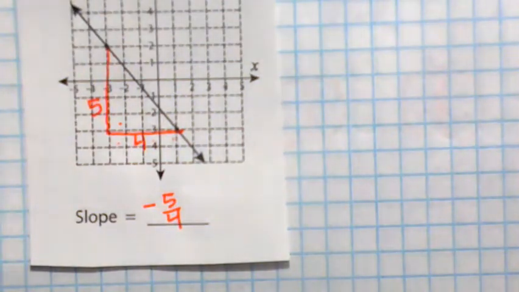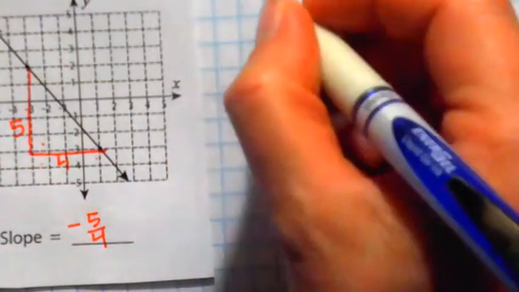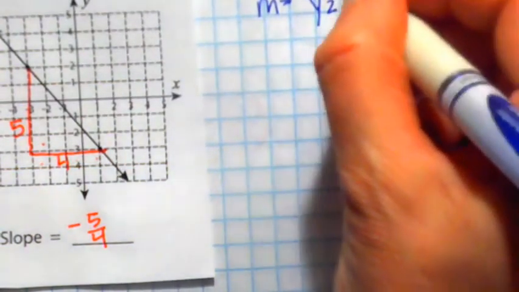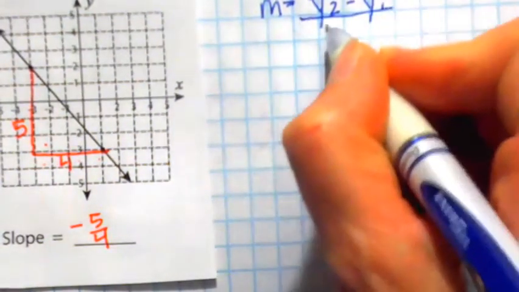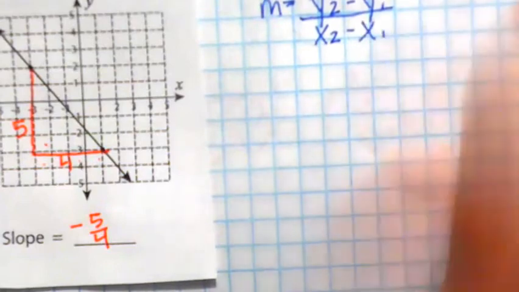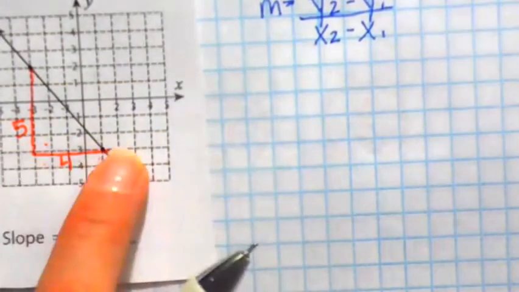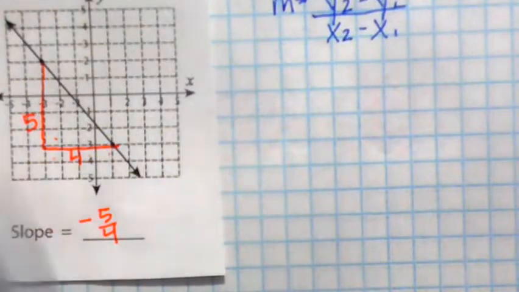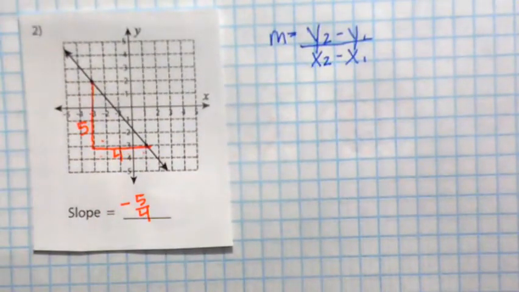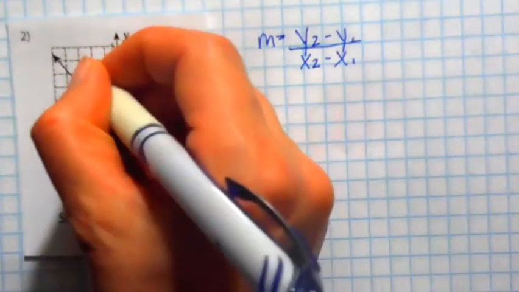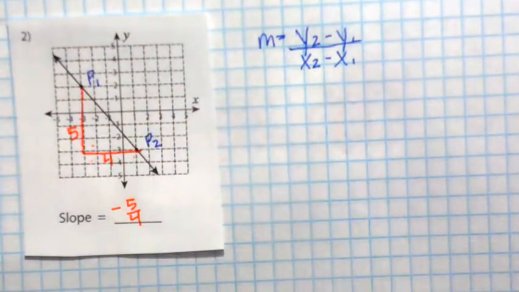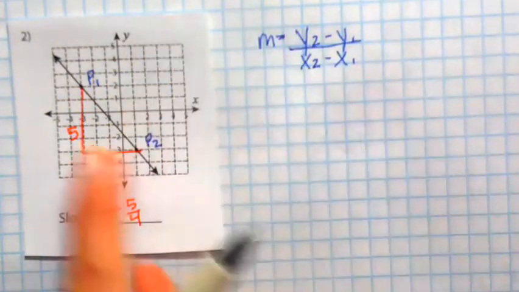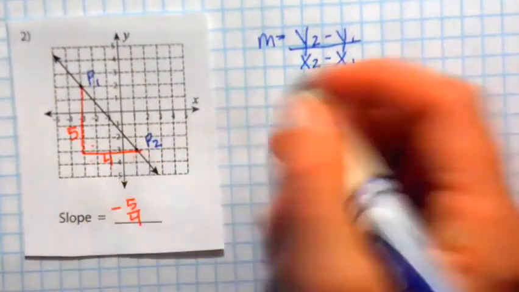Okay, slope formula. M stands for slope. My rise, so the distance between the points on Y over run, the distance between the points on X. Zoom out just a little bit. Okay, first I have to identify my 2 points. I'll call this point 1, point 2. Again, it doesn't matter which is which. I could have called that point 2. I could have called that point 1.